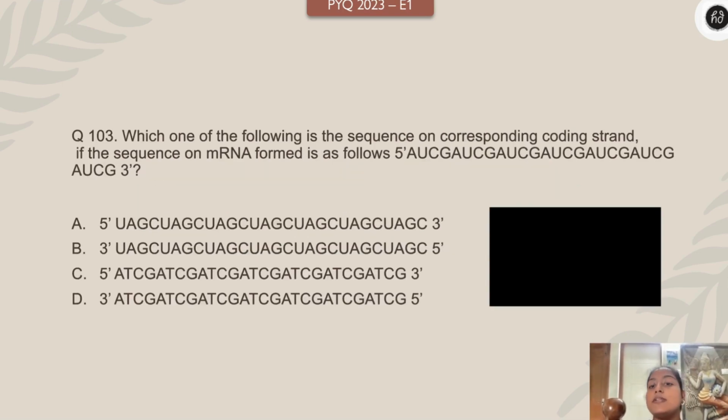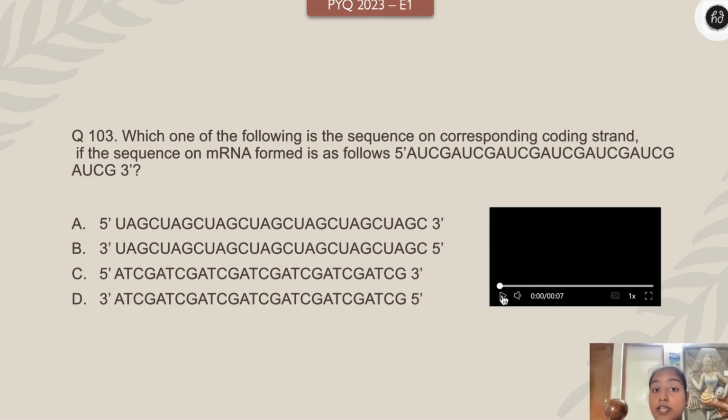Which one of the following is the sequence on corresponding coding strand? If the sequence of the mRNA formed is as follows, 5' to 3', you have to find the coding strand. Okay, your time starts 3, 2, 1 right now.